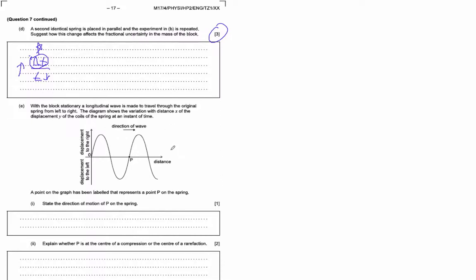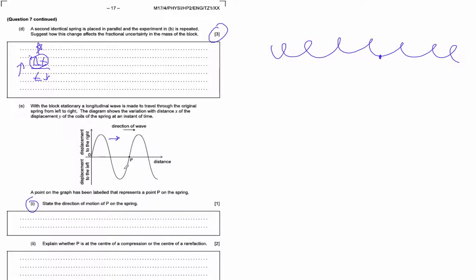Okay. And then here, this is a spring. We've got this spring like this, and there's a longitudinal wave traveling down the spring. Other than that, it's totally unrelated to the previous part of this problem. A point on the graph has been labeled that represents point P on the spring. State the direction of motion of P on the spring. Well, what you've got to understand is that P sits still, and this wave is moving over it. It was displaced to the right, and it's now about to be displaced to the left.